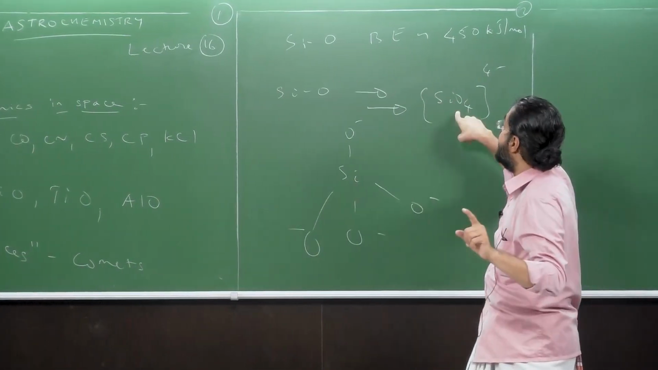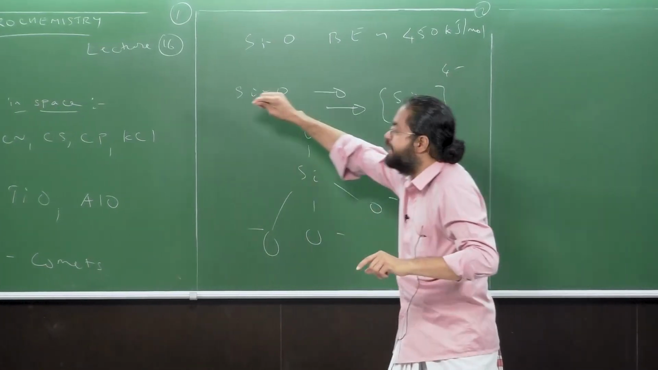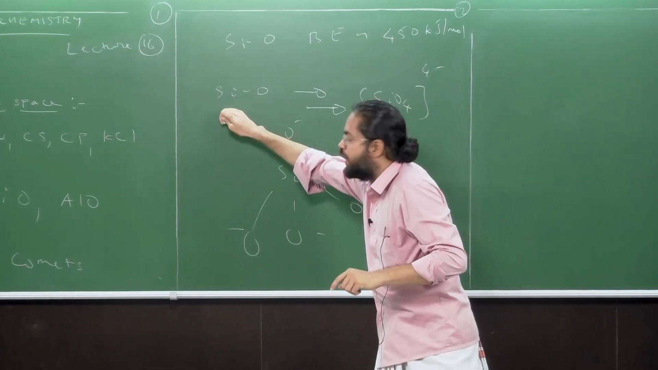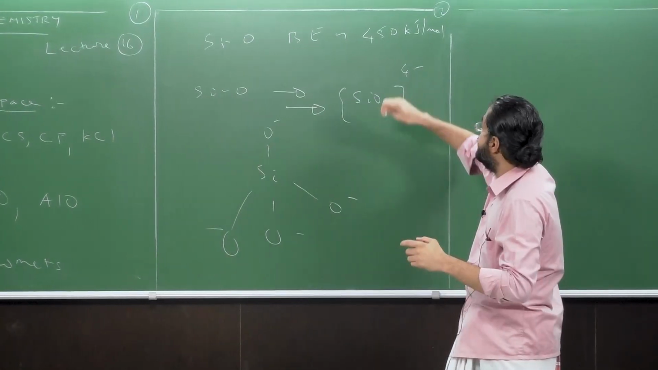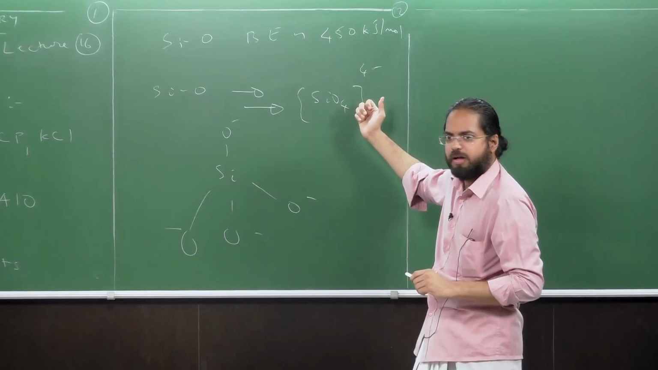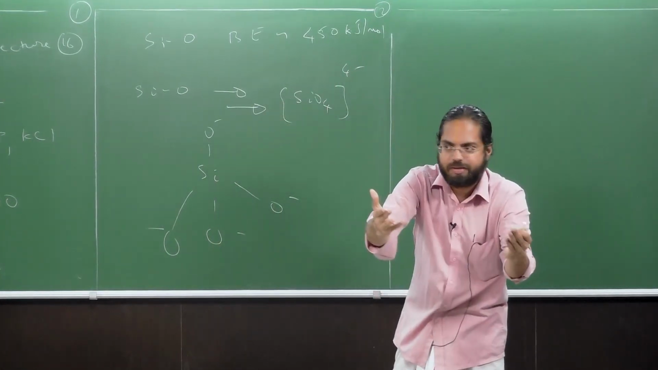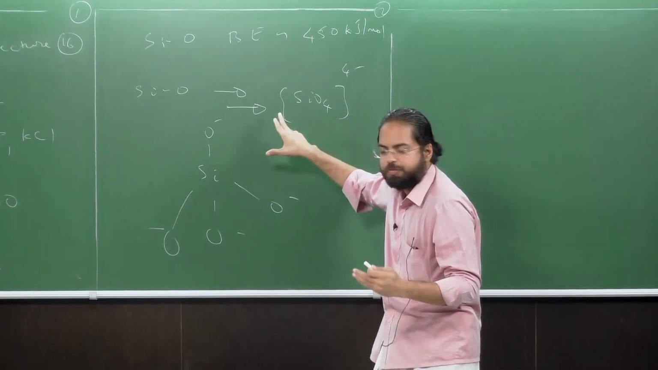Now, SiO4 4- itself has not been detected in the ISM. Only SiO has been detected. But this molecule SiO can react further to give this SiO4 4-. And what is so special about this molecule? Why have we chosen this in this class? Why not any other molecule? Why focus on this particular aspect?